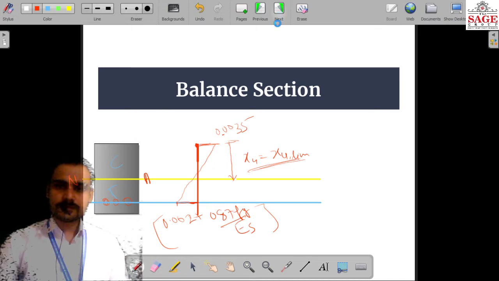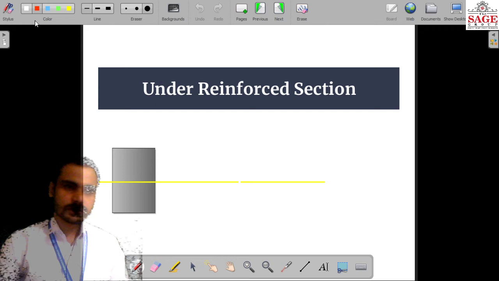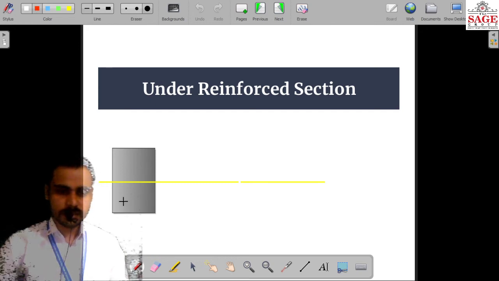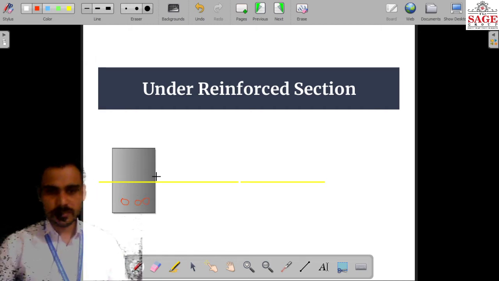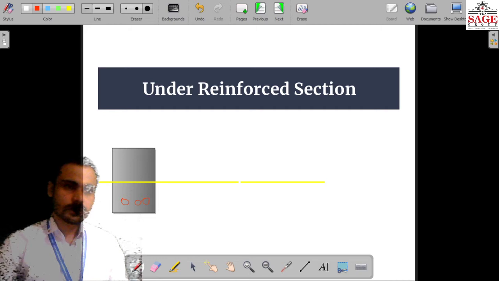Then the second one is the under reinforced section. Again, the name indicates its nature. Under reinforced section means the amount of steel in that type of section is less as compared to the balanced section. The amount of steel we used in the balanced section has been reduced here, and the amount of concrete is increased as compared to the balanced section. So what will happen here when we apply the load on our section?